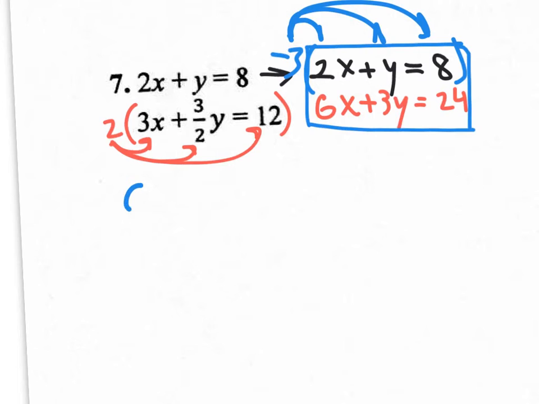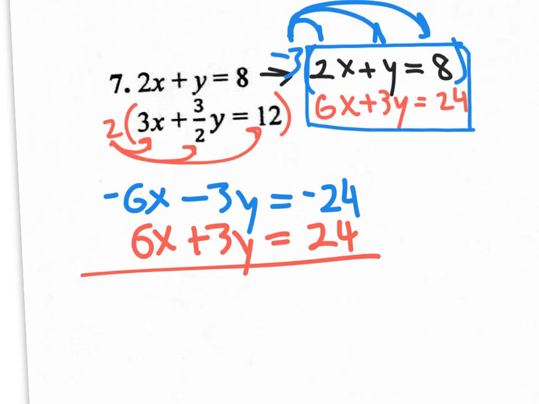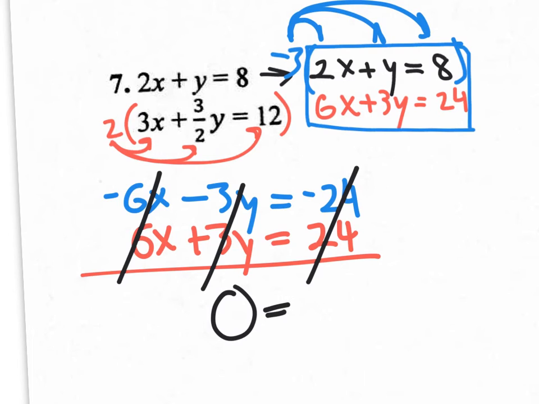Negative 3 times 2x is negative 6x. Okay, we'll get there. So negative 3 times y is negative 3y. Negative 3 times 8 over there is negative 24. And on the bottom, we're just going to rewrite it. 6x plus 3y equals 24. And as you could see, everything cancels, even this cancels, everything cancels out when we combine the lines. So you really have 0 equals 0.